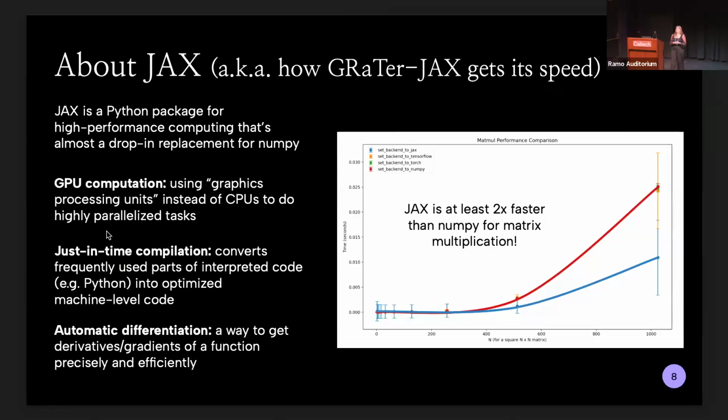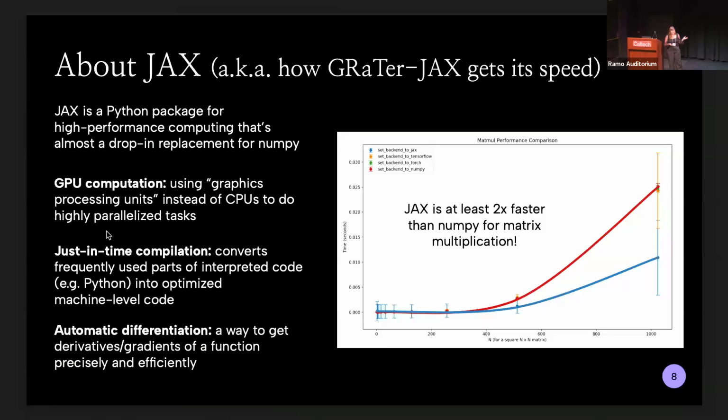JAX is how GRaTeR-JAX gets its speed. This is a Python package that is almost a drop-in replacement for NumPy. So instead of doing import numpy as np, you can do import jax.numpy as jnp. There are some sharp bits that I can tell you about if you want. So it's not quite that simple, unfortunately, but it is still pretty straightforward.